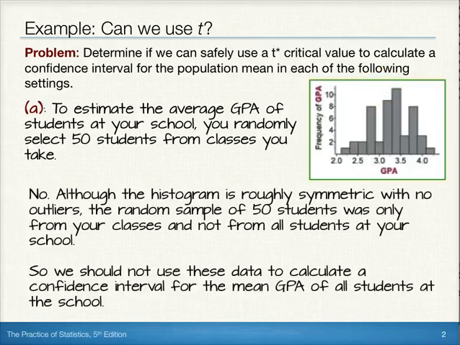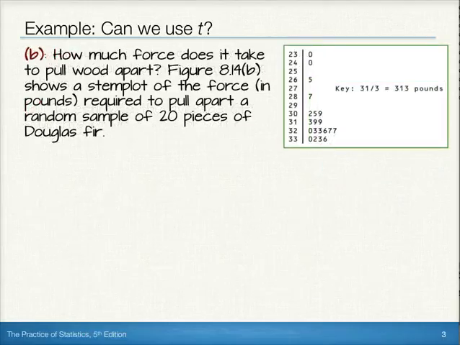Well, in this case, we cannot use t. Although this histogram is roughly symmetric with no outliers, the random sample of 50 students was only from your classes and not from all students at your school. So we shouldn't use these data to calculate a confidence interval for the mean GPA of all students at the school.